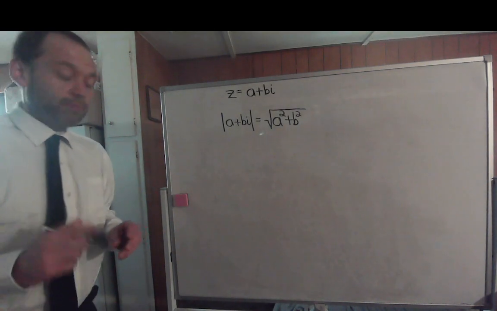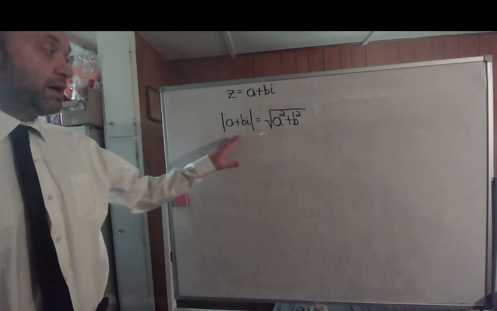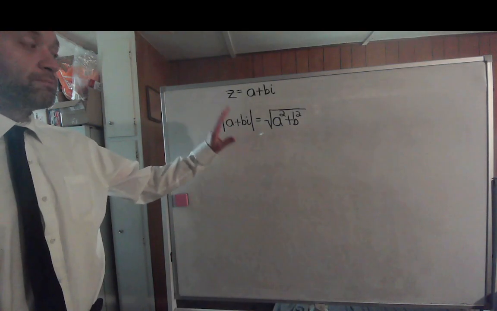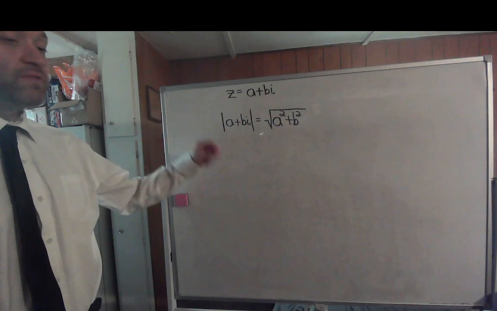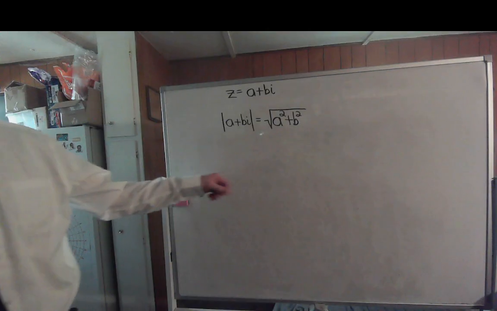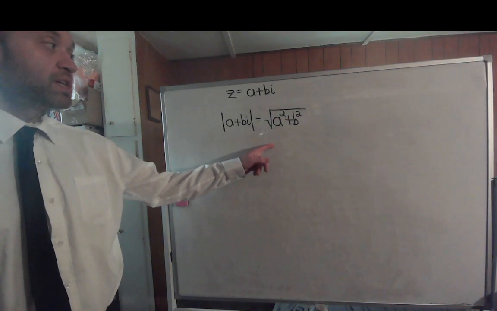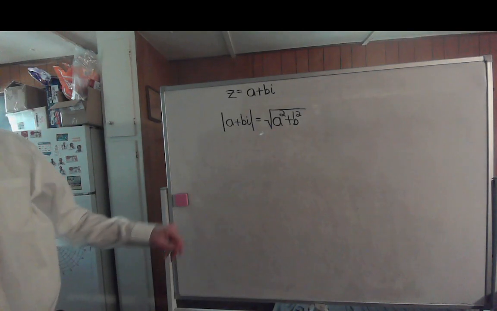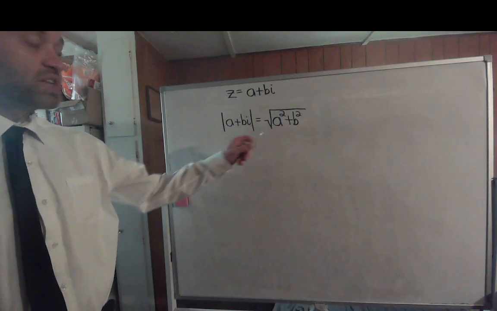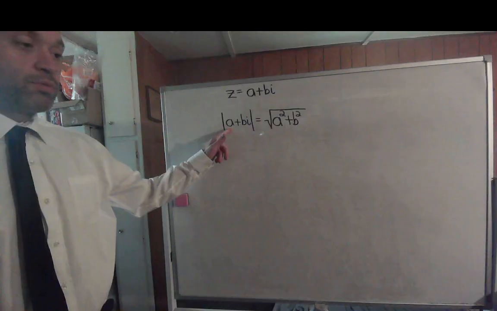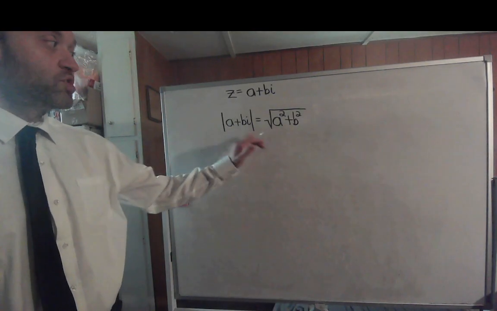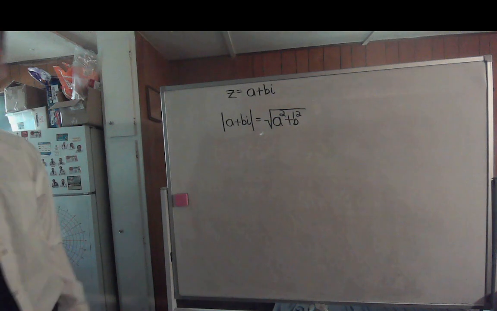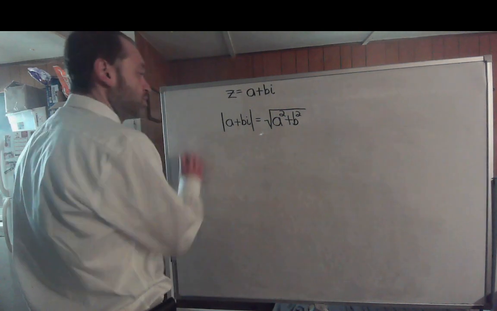So the first topic is finding the absolute value of a complex number. To find the absolute value of a complex number, all you're going to do is take the square root of your a squared plus b squared. So you take the square root of the sum of your real number squared plus the coefficient on your imaginary number squared. Pretty basic. So let's do some examples of finding absolute values.